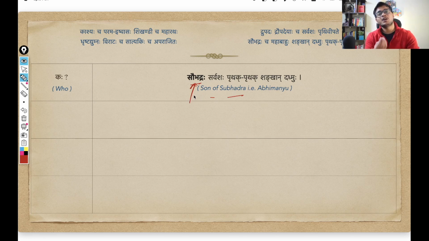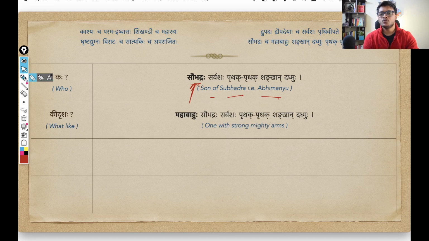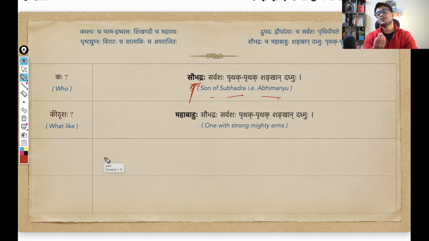So this apatya vachak sangya is very commonly used and actually very helpful also, because even though you might not know Saubhadra, you can already guess that okay, this is somewhat coming from Subhadra. So yeah, it gives you a bit of a sense here and there. So anyways, Saubhadra, Abhimanyu, and if I move on, we also have an adjective present in the shloka to describe Abhimanyu, and this is Mahabahu.